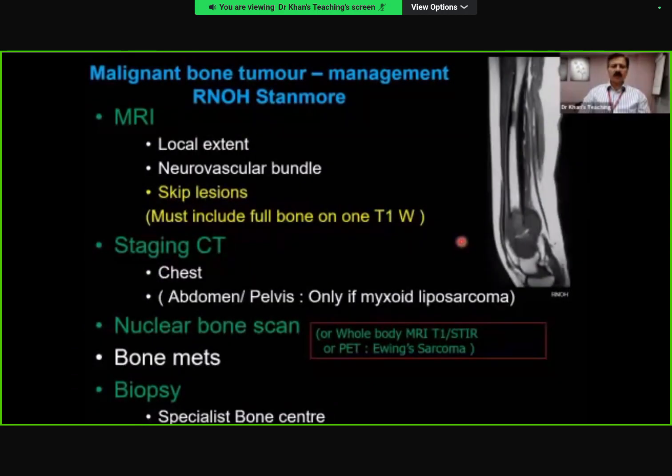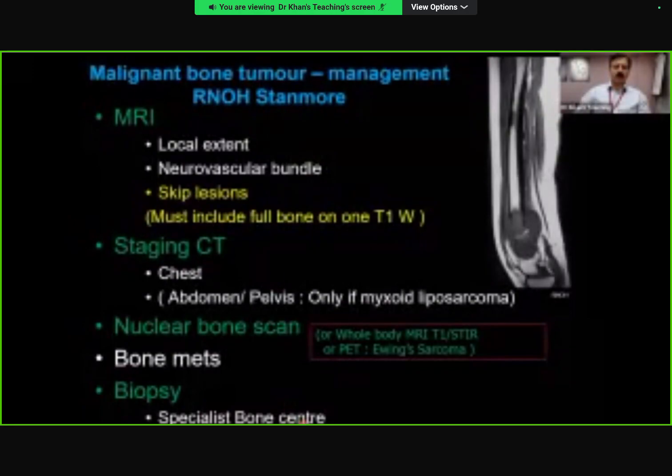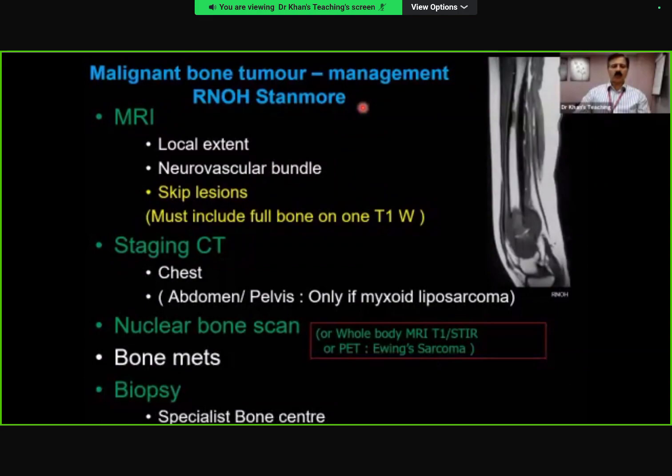I work close to London. I'm not in London, but close to London. And here in London, we have a world famous center, known as the Royal National Orthopaedic Hospital in Stanmore. When you were in MBBS, you must have heard about the Stanmore hip prosthesis. This is the biggest bone tumor center in Europe. So we usually just say, I'll refer it to RNOH or to Stanmore, but you can simply use the words bone tumor center. And how are you going to stage and things like that?